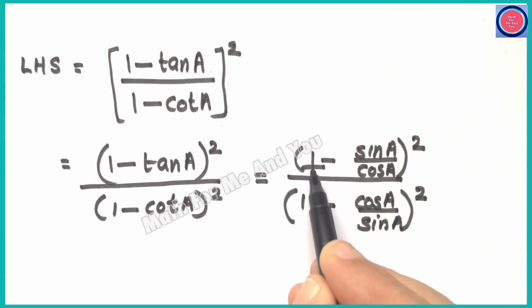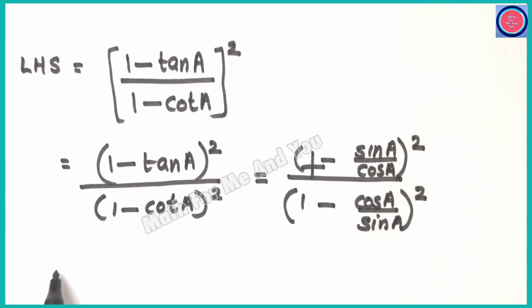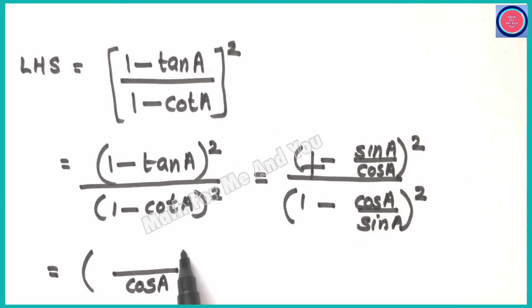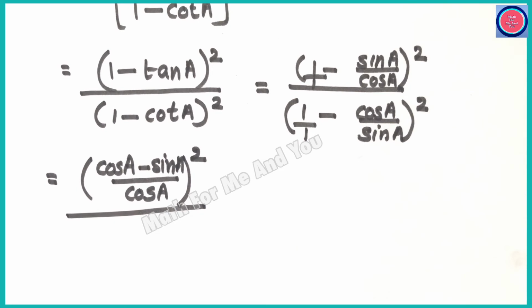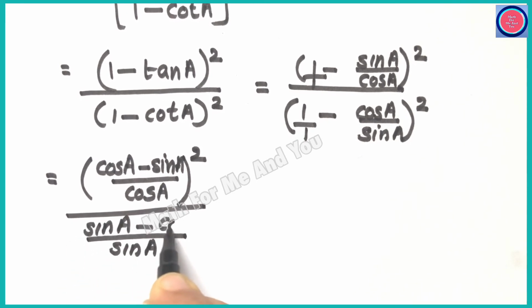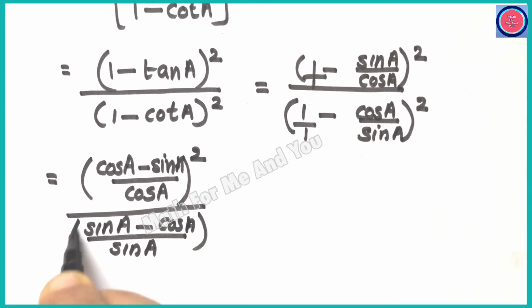Simplify the numerator. 1 we can write with the denominator 1 so that it becomes 2 fractions to be subtracted. We take 1 times cos a, that is cos a, as the common denominator, and cross multiply to get the numerators. 1 times cos a is cos a minus 1 times sin a is sin a, then whole square divided by 1 in the denominator, also written as 1 by 1. Now we take 1 times sin a, which is sin a, as the common denominator, cross multiply: 1 times sin a is sin a minus 1 times cos a is cos a, then whole power 2.